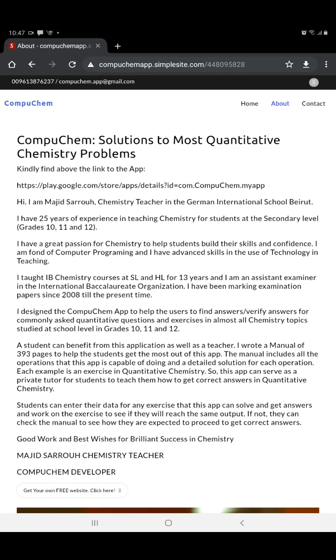So this app can serve as a private tutor for students to teach them how to get correct answers in quantitative chemistry. Students can enter their data for any exercise that this app can solve and get answers and work on the exercise to see if they will reach the same output. If not, they can check the manual to see how they are expected to proceed to get correct answers.